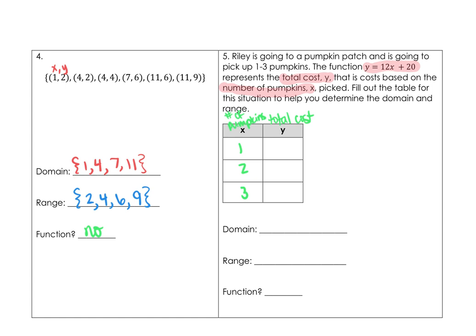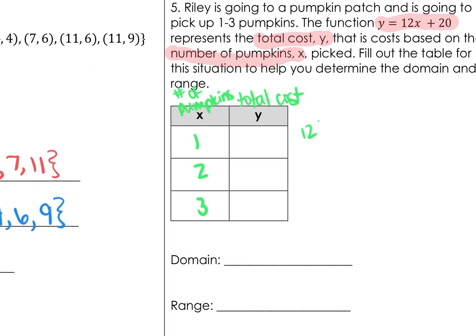So if I want to know the total cost for 1 pumpkin, I'm going to do 12 times 1 plus the 20. So 12 times 1 plus 20. 12 times 1 is 12, and then 12 plus 20 would be 32. So that's the cost if she buys 1 pumpkin.